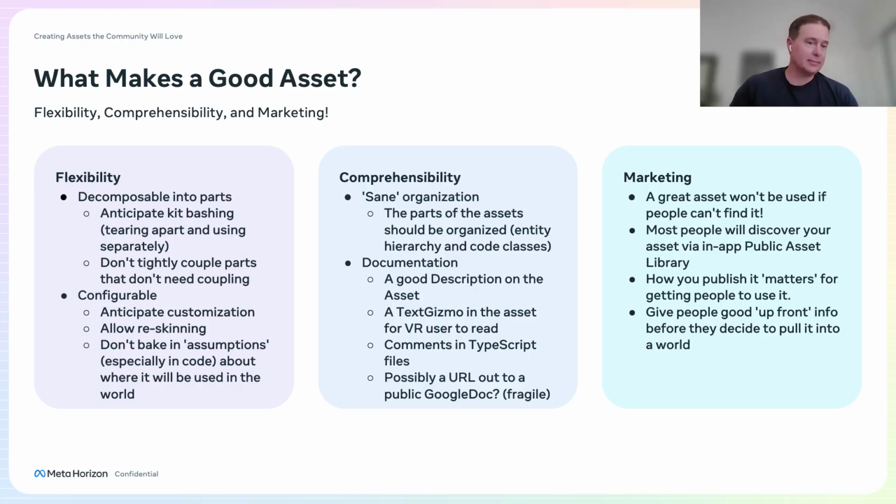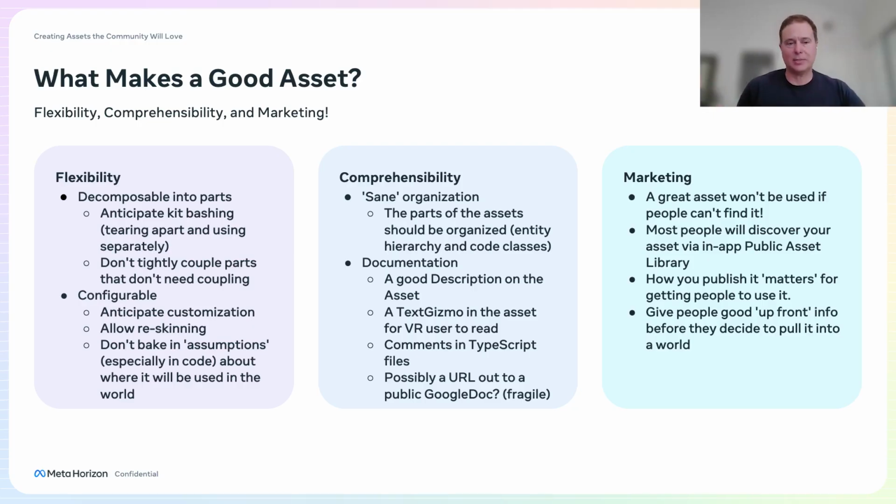So anticipate customization, allow reskinning, and don't bake in assumptions, especially in the code, about where it's going to be used in the world. We see this sometimes with some of the meta assets, where deep in the code somewhere they've baked in some assumption that this asset can only be used at y=0. If you move it up or down, it just doesn't work anymore. Try not to do that. Or it only works if it's aligned with the 0-degree rotation. If you rotate it, it just doesn't work anymore. Those are the kinds of things.